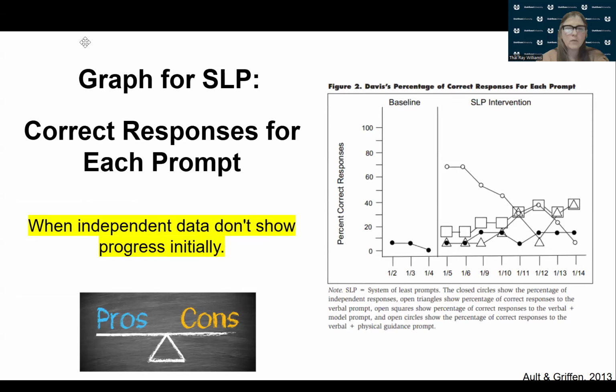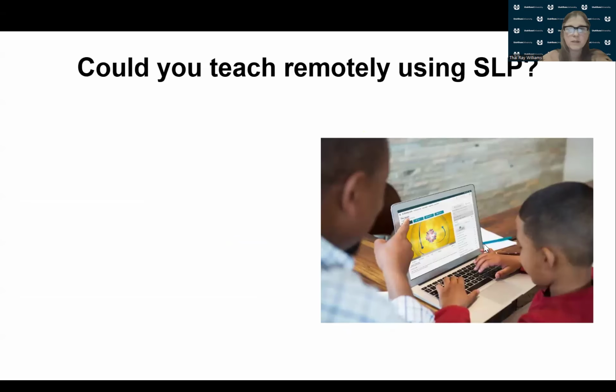This is another one when we don't have independent data showing. And I'll tell you, I think this is overwhelming. I don't encourage you to use this, although if you find it beneficial, you can. And this is where each of these different symbols, so an open circle, a square, a closed circle, a triangle, each one of those stands for a different type of prompting level. I talk about clutter. To me, that's clutter. That's very difficult for me to follow. So I don't encourage that. But if you find it useful, please use it.